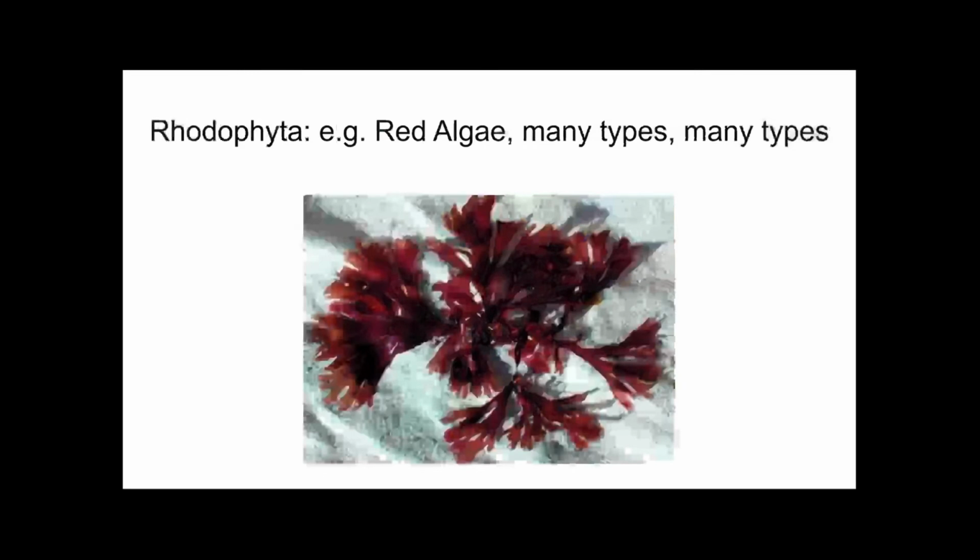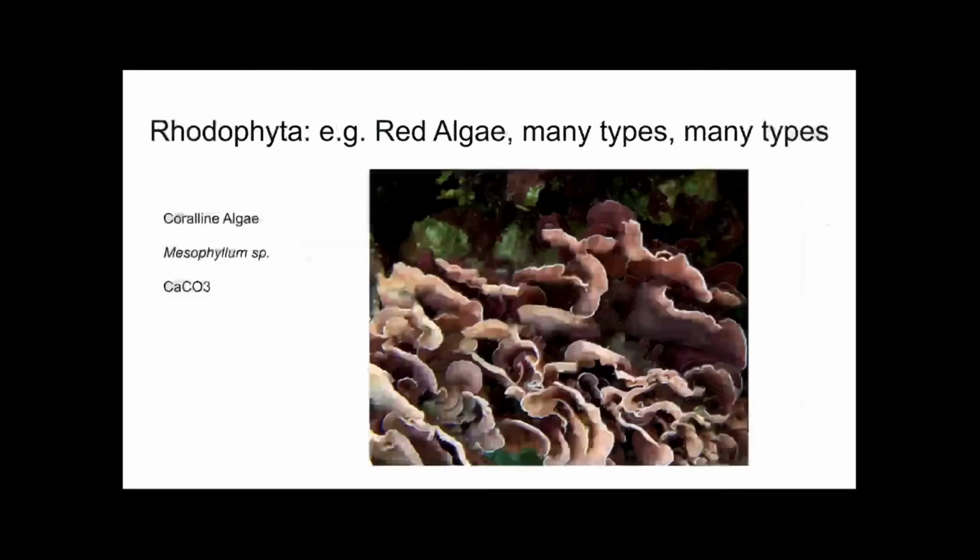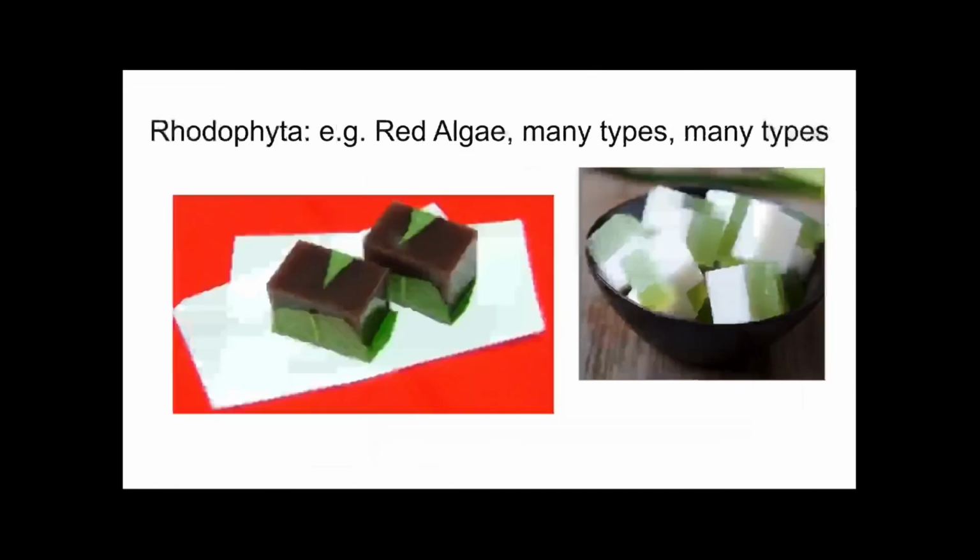There are many types of red algae. Red algae occur in such a diversity of morphologies that we divide them up into several groups based on the way they grow. These are coralline algae, Mesophyllum, and these have calcium carbonate structures. Now remember, calcium carbonate is only biologically available at really specific pHs, so this is another species that might be negatively affected by ocean acidification. Some red algae are used in cooking, and they can create a gelatinous effect, which is, of course, not animal-based. A lot of vegan jellos use different red algae to give that effect.